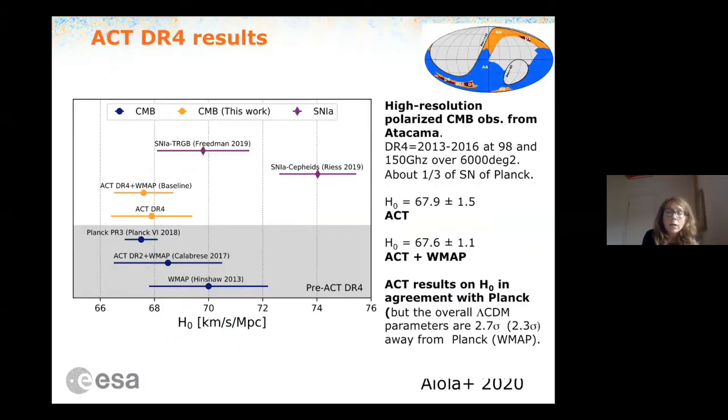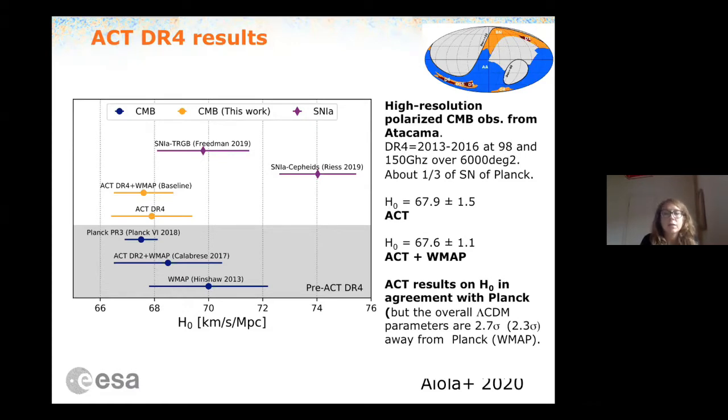Now, one very interesting result that came out this summer is the one from the Atacama Cosmology Telescope, which is a high resolution polarization CMB experiment that is at its fourth data release. The results they published are from 3 years of data in 2 frequency channels observing about 6,000 square degrees of the sky. They show that their constraining power is now comparable to what was from WMAP, and it's about a third of what Planck could do.